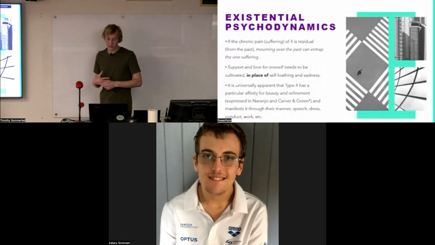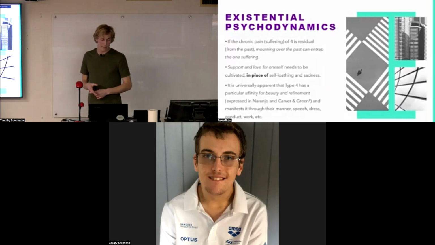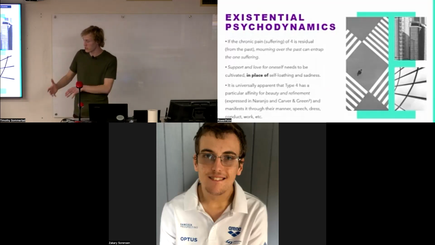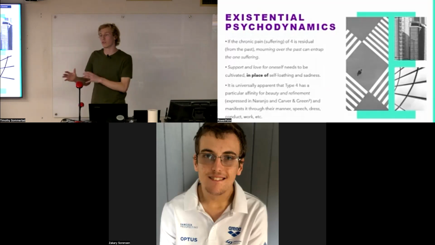So it's universally apparent, in all the literature and all the examples, that type 4 has a particular affinity for beauty and refinement, and manifests it through their manner, speech, dress, conduct, work, etc. So beauty is a big thing for 4. It shows up in their art. It shows up in the way they, I think, often with language, choice of words. And I think they have a particular predisposition to reveal to the rest of the world the importance of beauty, whereas others might not be able to see it.